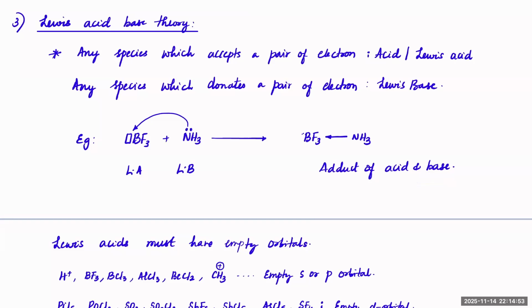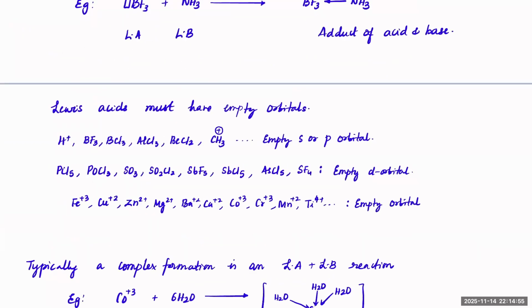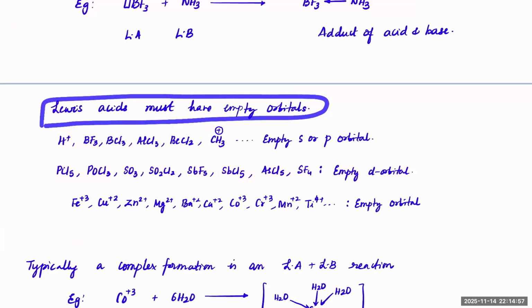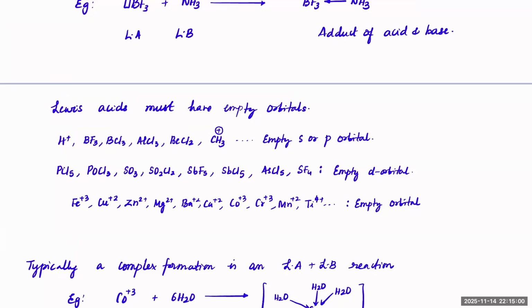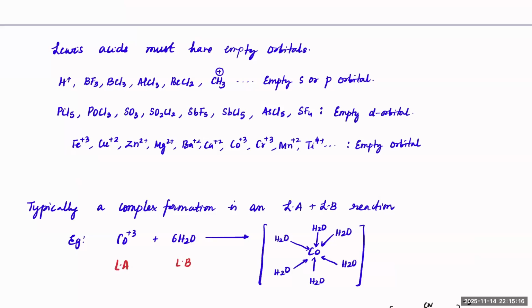Now notice, Lewis acids must have an empty orbital. If you have H plus, BF3, BCl3, AlCl3, BeCl2, CH3 plus, these all have empty s and p orbitals. Next, PCl5. Now, if you notice the first sequence, their octet is incomplete. They have either empty s or p orbitals.